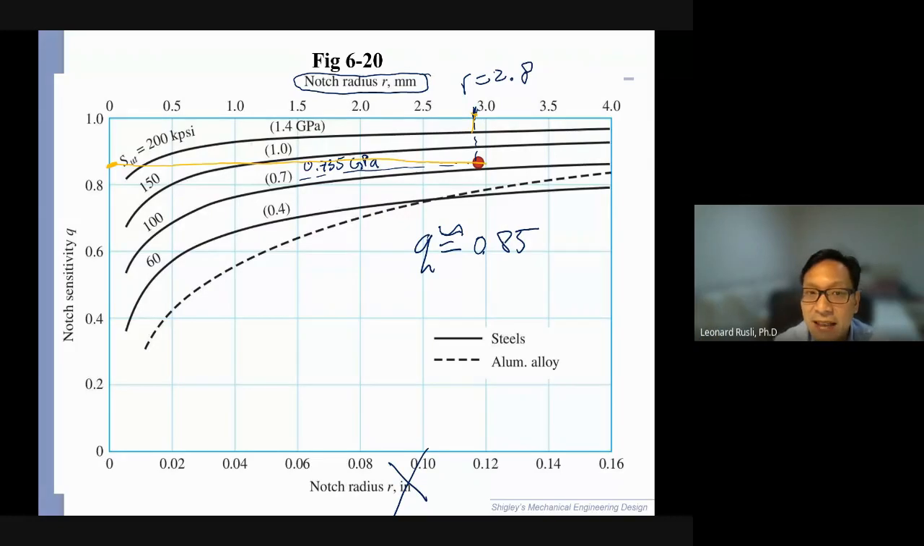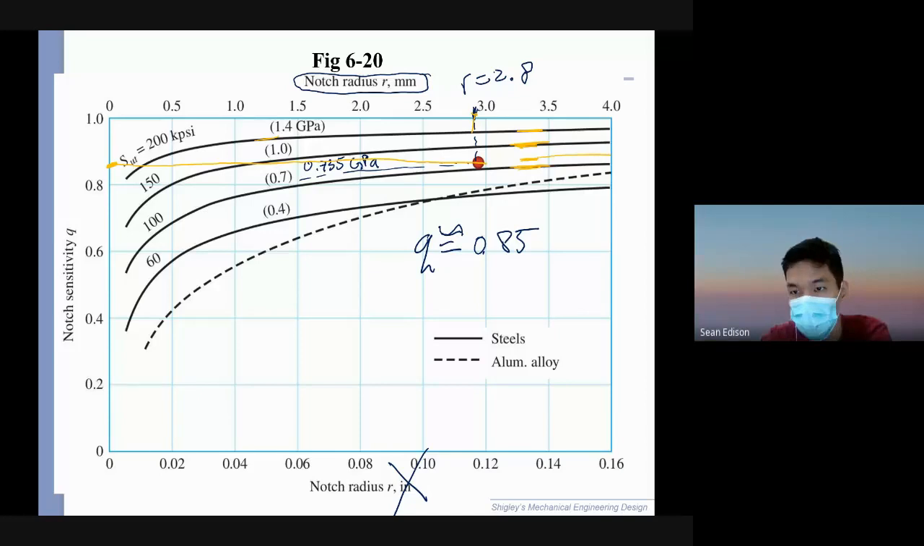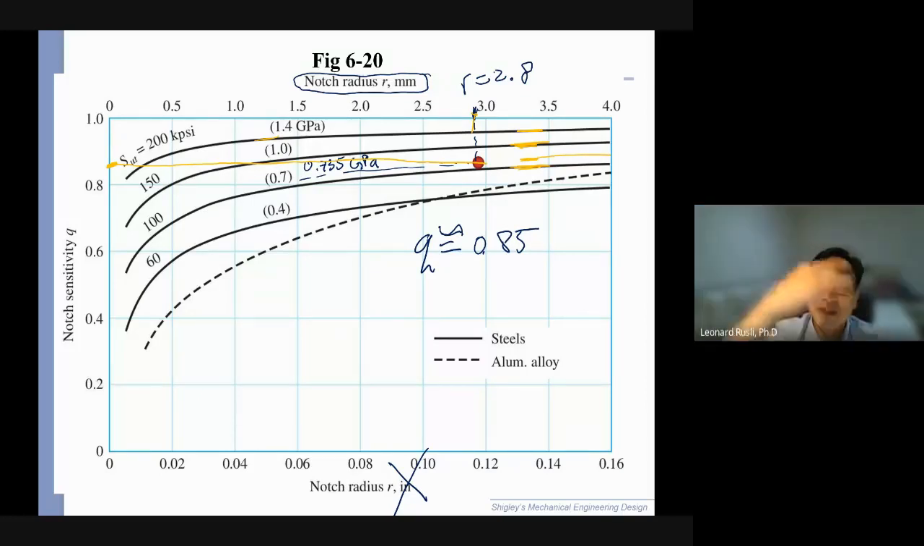Garis ini kan garis 1,4. Ini nih, garis ini kan garis 1,4 GPA. This is 1,0 GPA. Ini 0,7 GPA. Nah, kita punya SUT berapa? 0,735 kan? Ya, kira-kira di sini garisnya gitu. Right? Okay. So, we have a multi-dimensional plot here.